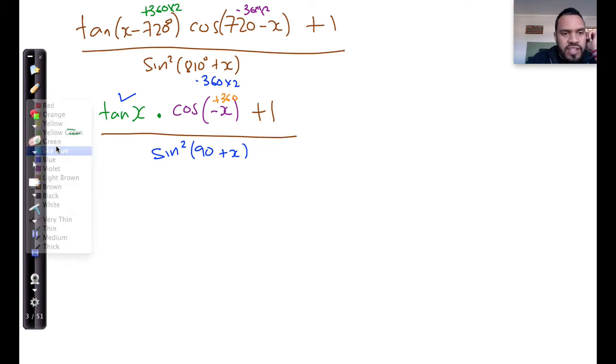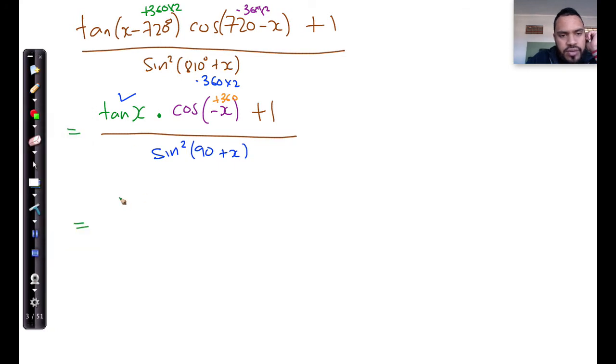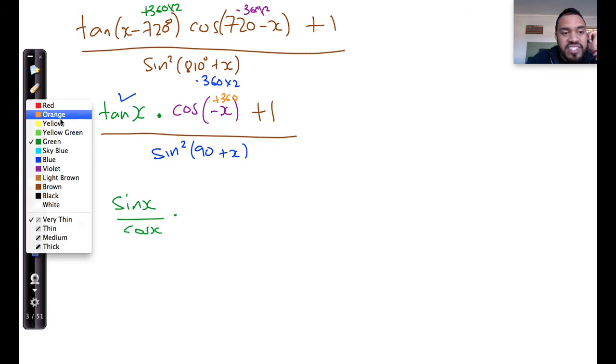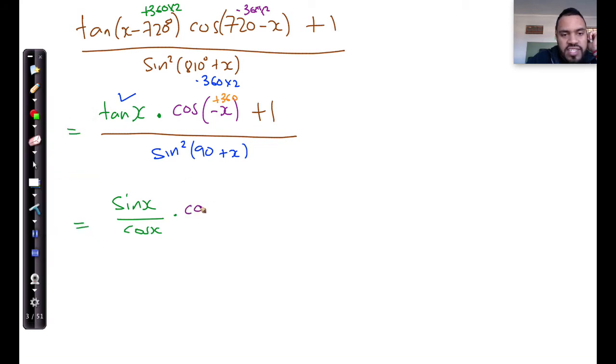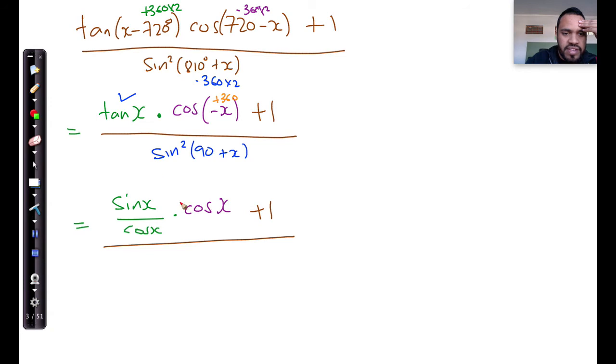Okay, so let's go a little bit further and let's say, well, tan x is over there. Tan x, as you know, is sin x divided by cos x, multiplied by this thing over here, which simplifies, as I've shown you, into cos x. Cos of negative x is the same as cos of x. And then there's just a plus 1 that's still over there on the side, all divided by sin² of (90 + x). Now sin² of (90 + x), let's see what we can do there. Let's first simplify this top. That cancels with that. I'm left with sin x plus 1. And I've got sin² of (90 + x).